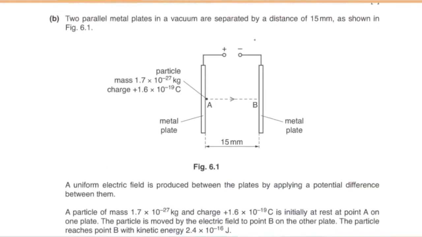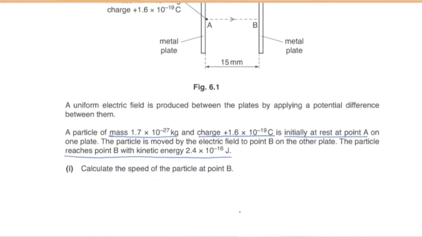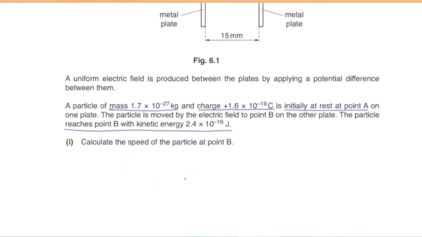Part B, two parallel metal plates in a vacuum are separated by a distance of 15 millimeters, as shown in figure 6.1. A uniform electric field is produced between the plates by applying a potential difference between them. A particle of mass 1.7 × 10^-27 kilograms and charge positive 1.6 × 10^-19 is initially at rest at point A on one plate. The particle is moved by the electric field to point B on the other plate. The particle reaches B with kinetic energy 2.4 × 10^-16 joules. Calculate part 1, the speed of the particle at point B.